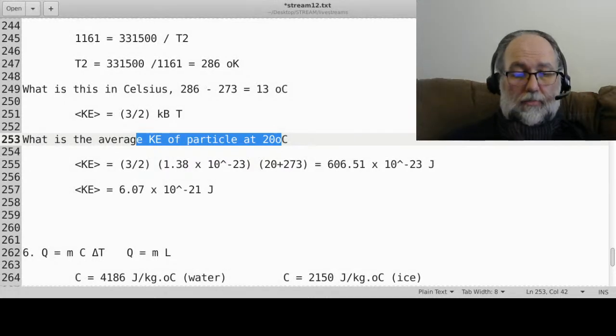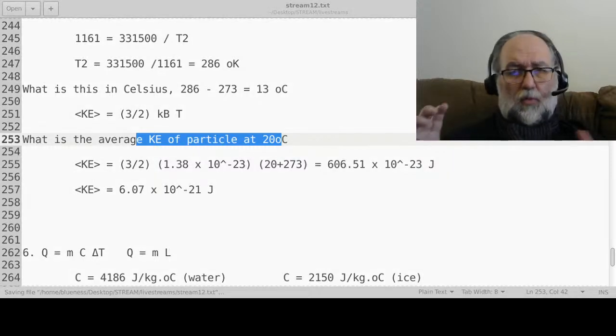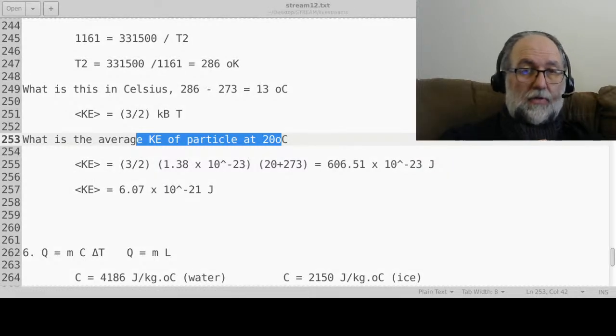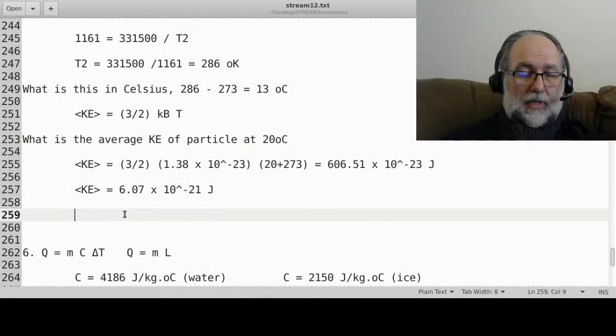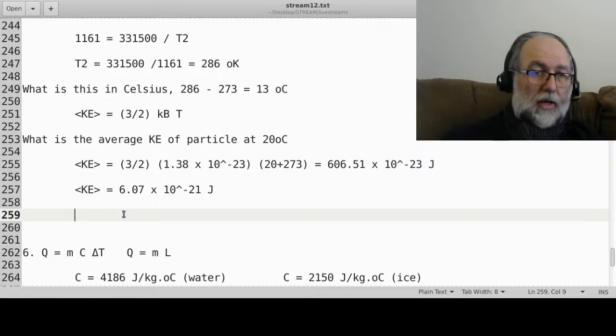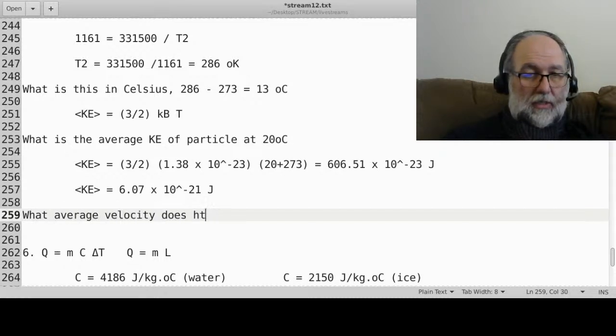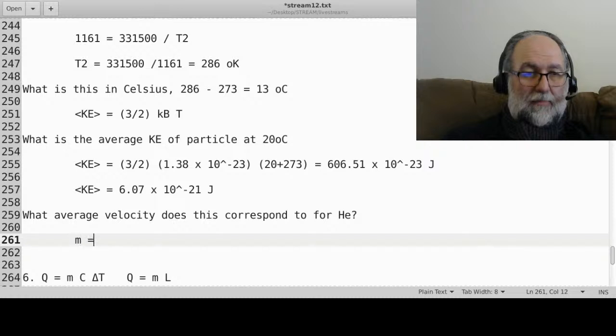Now I should say there are some complications depending on whether they're monatomic or diatomic molecules. That's a very small kinetic energy because molecules are very small. So what happens if you have, usually we pick on helium? Okay, so let's do that. What average velocity does this correspond to for helium? And the mass of helium is 4 atomic mass units.